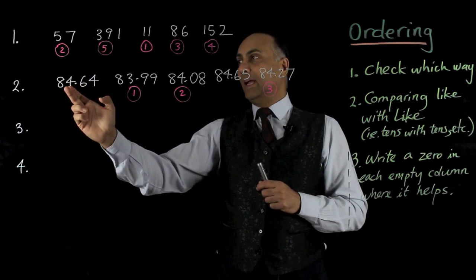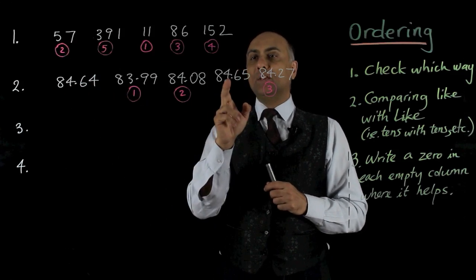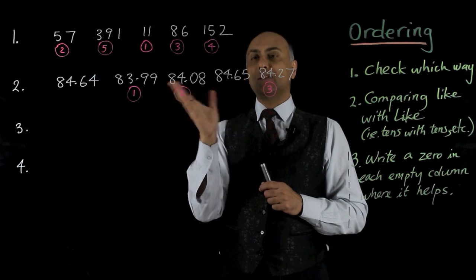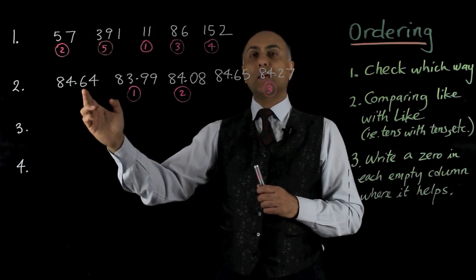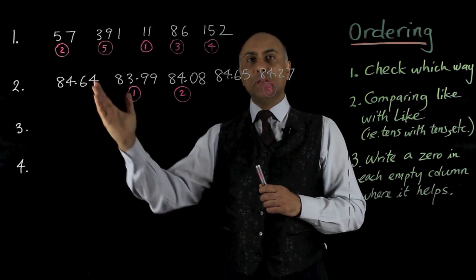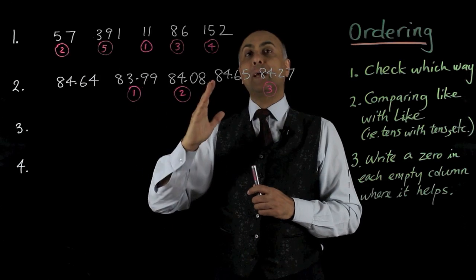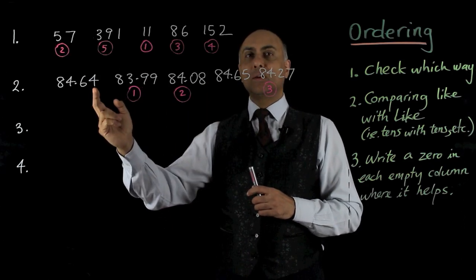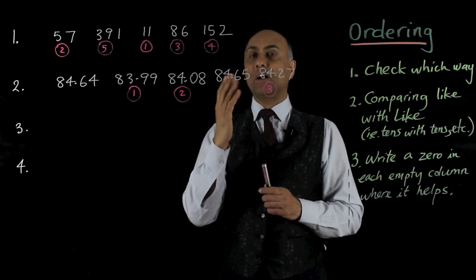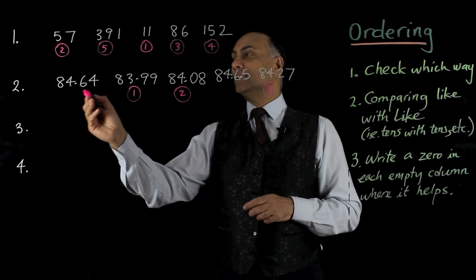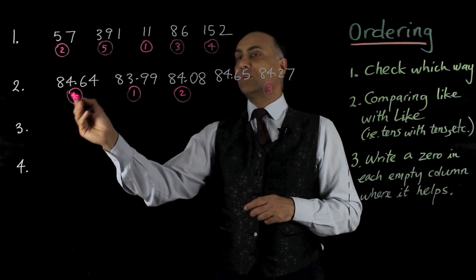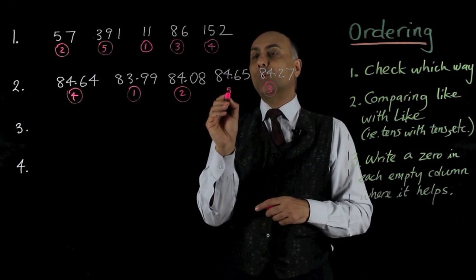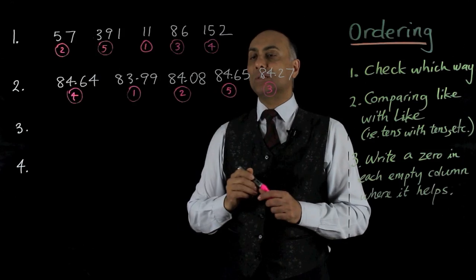Now 84.64 and 84.65 have the same number of tenths. Because they both have the same number of tenths, we need to go to the hundredths column and compare what they contain. This has 4 hundredths and this has 5 hundredths. So this is less, and out of those 5 numbers, 84.65 is the largest.